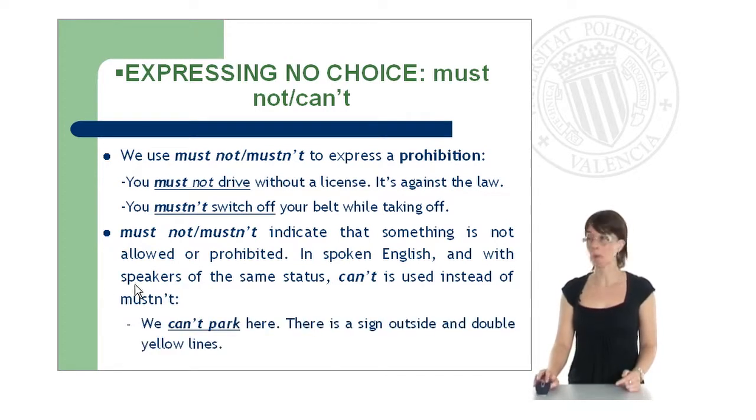Let's have a look at the next example. Imagine that you are driving with your friend and he wants to park the car in a certain spot. And you say, "Hey, we can't park here. There is a sign outside and double yellow lines." So in this situation, because it's a friend to friend and because it's an informal situation, we normally use can't instead of mustn't.